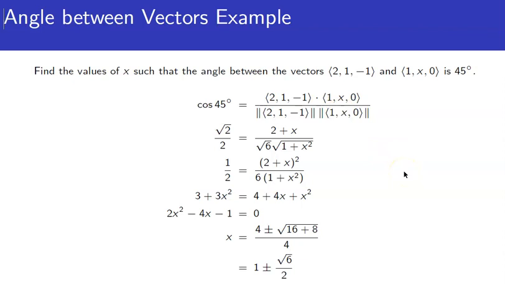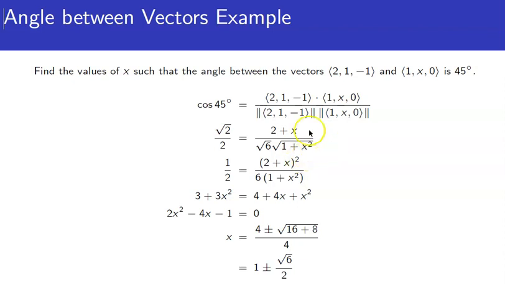All right, now this is just a matter of solving an equation. We've got everything plugged into the formula. We just need to start solving here. Cosine of 45 degrees is root 2 over 2. Dot product here is 2 plus x on top. Magnitude of the first vector, 2 squared plus 1 squared plus negative 1 squared is 6, so we get square root of 6 for the first one. And then we get square root of 1 plus x squared for the second one.